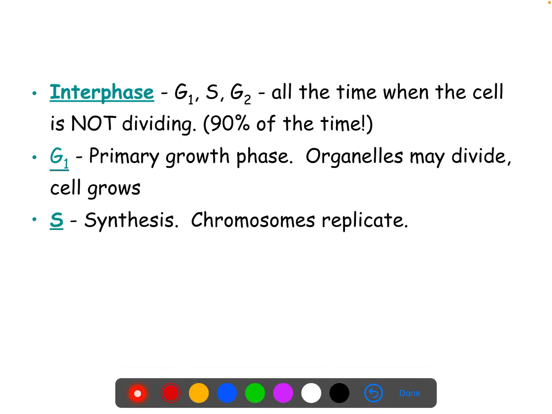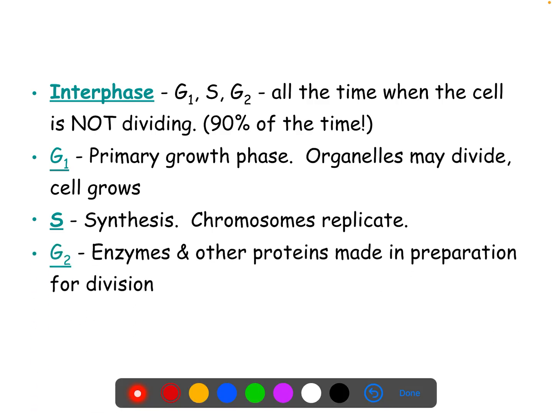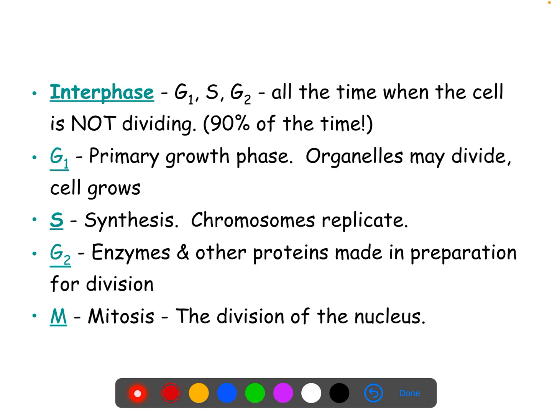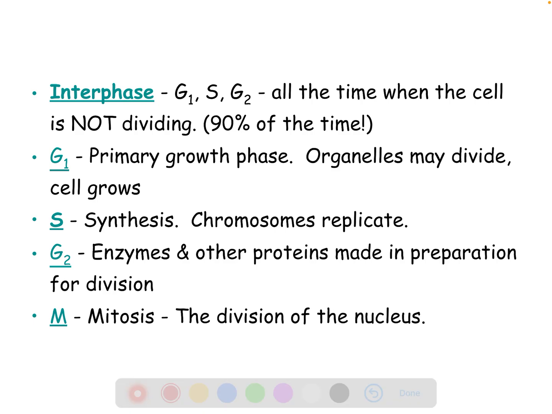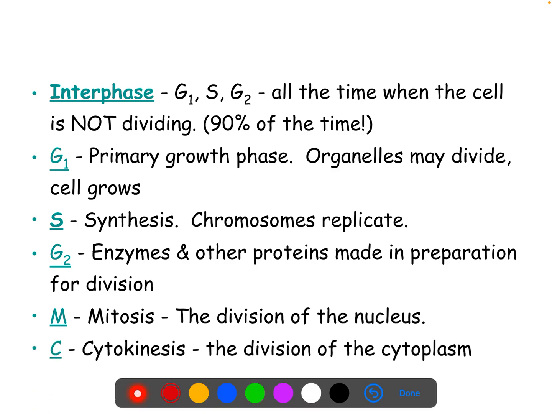And then the cell will move into the S phase, which is synthesis. And that's where the genetic information is replicated or duplicated so that the cell can divide. And then after that, we move into G2 or gap 2. This stage is where the cell is getting ready for division, producing the types of enzymes and proteins it needs to have to undergo mitosis. Then we move into mitosis, which is literally the division of the nucleus, and then finish up with cytokinesis, which is the division of the cytoplasm.